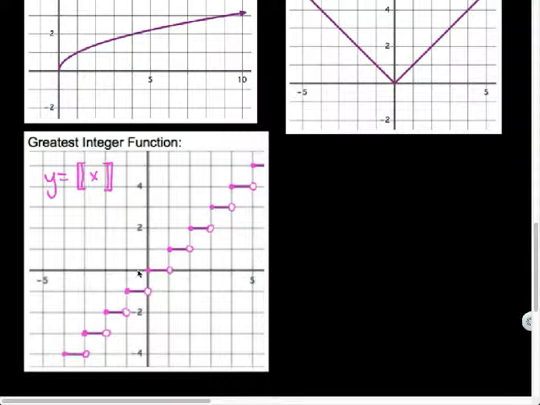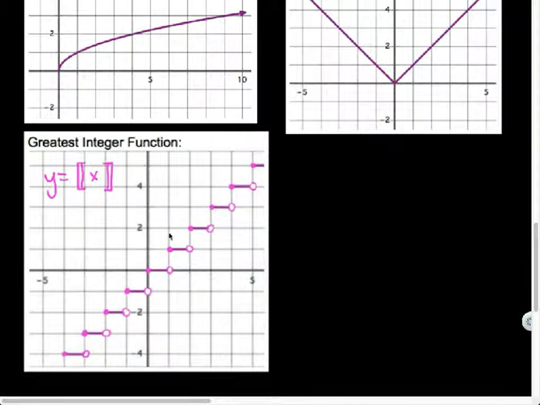For decimal values from 0 up to 1, notice it just rounds down to 0. For values from 1 up to 2, but not including 2, it rounds down to 1. So it essentially just truncates the decimal, right? For 1.5, you just make it 1. For 2.1, you make it 2. And these open circles mean that when I plug in 1, it is not equal to 0 here. It's actually equal to 1. So there's a jump up right here.